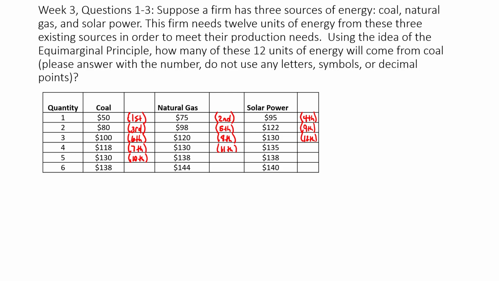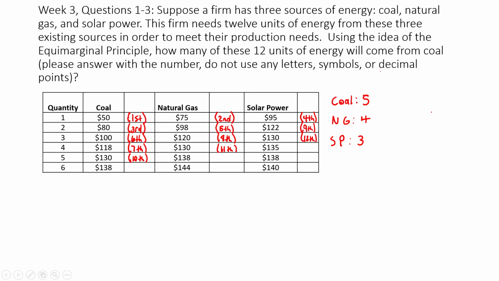Now, the question asks you how much is going to come from coal. And in this particular case, it looks like we have 5 units of coal being used as our source. How much is going to come from natural gas was the question 2. That's going to be 4. And how much is going to come from solar power? It looks like you're going to have 3 sources from there, right? So again, that's how you'd answer that question on the exam.